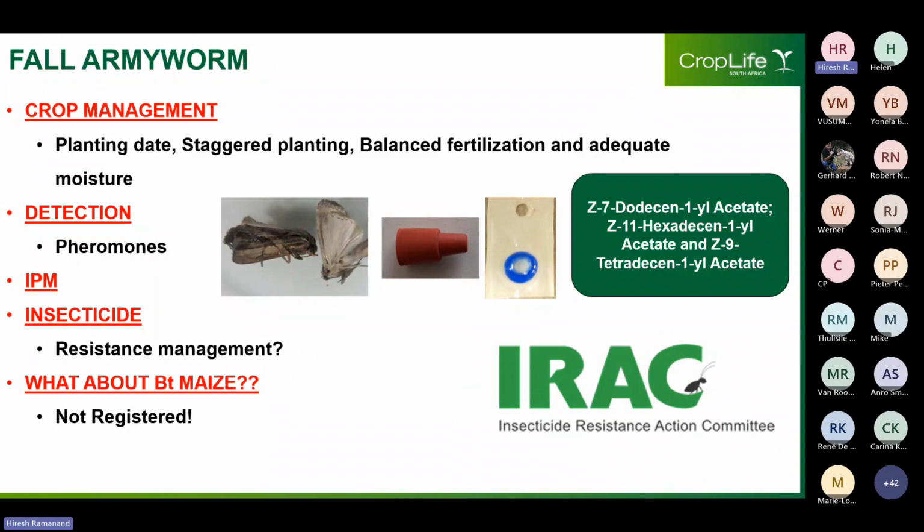The research concluded that BT1 will suppress fall armyworm, while BT2 has the potential to control larval infestations. But there is one big problem. There is no formal registration, and therefore the technology cannot at this point in time be considered in the management of fall armyworm. It's unfortunate, but yeah, that is the case.